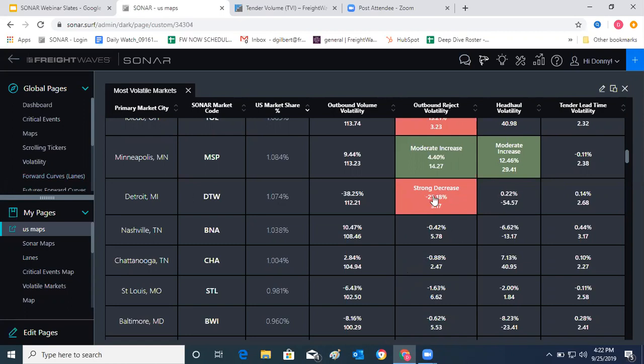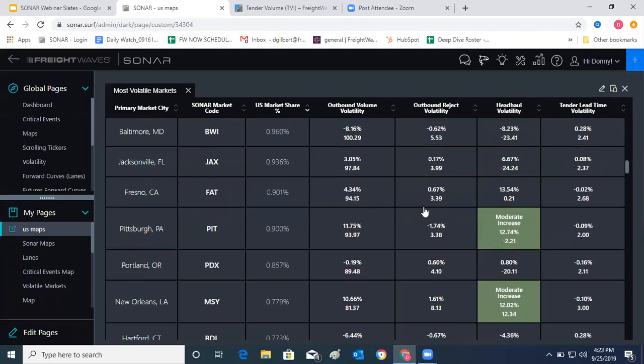Detroit, Michigan, outbound tender rejection rates down 25% to 3.17%. They've had a huge decrease in outbound volumes as well. We can see here beside it, 38% down to 112 index points. Because nobody's running loads for GM out of those factories right now, we've lost a lot of volumes.